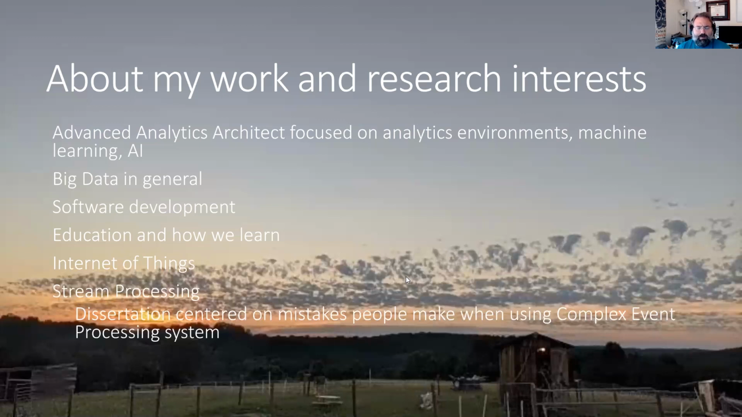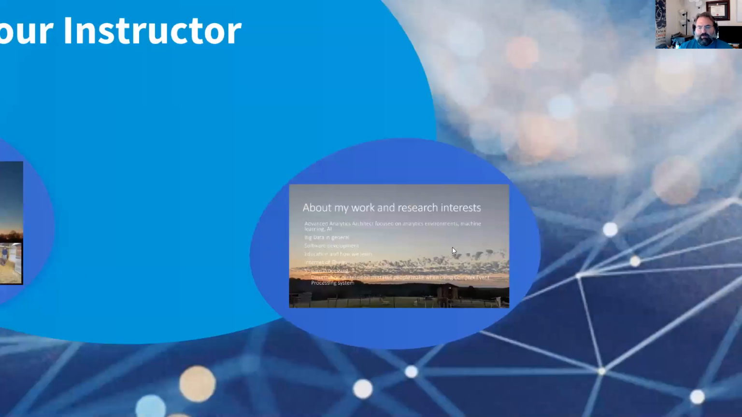In general, I'm interested in big data because it is an important thing in today's world. Software development as well, because I think we can always do it better. Education, how we learn, how can we do things in a different way that might be more productive. The Internet of Things, stream processing. My dissertation focused on the types of errors that people make whenever they're encoding the rules that govern complex event processing. Complex event processing is a type of stream processing, not necessarily relevant for this course, but an interesting topic nonetheless.